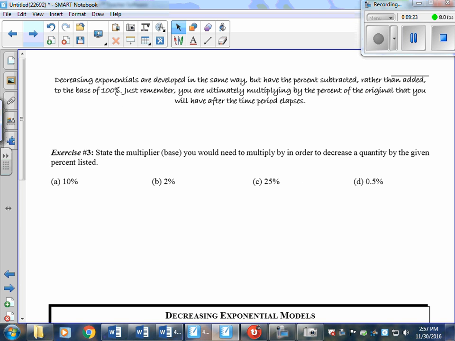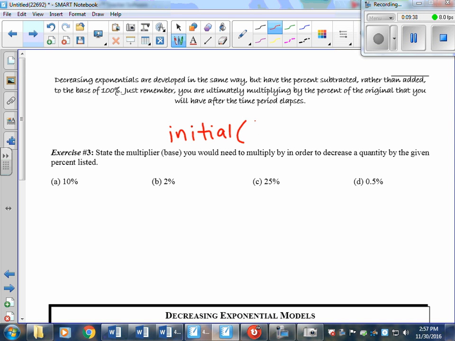Now, we can also talk about decreasing exponentials. So if we look at exercise 3, state the multiplier. Remember, that multiplier is the 1 plus or minus the rate, I'm sorry. I'm going to remind you one more time. Initial, 1 plus or minus the rate, raised to the time. This piece here that we're actually raising to the time, we refer to this whole piece as the multiplier. If you remember from our a b to the x, it's our b. It's what's being raised to the exponent.